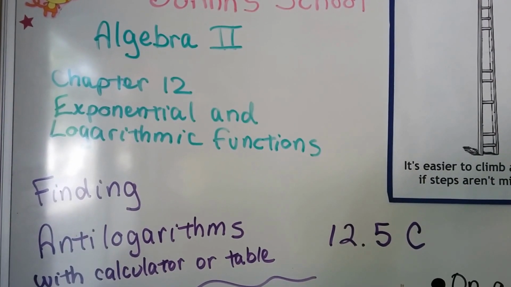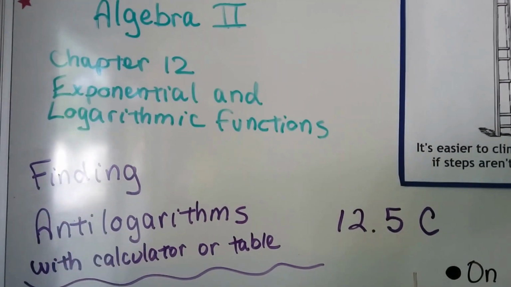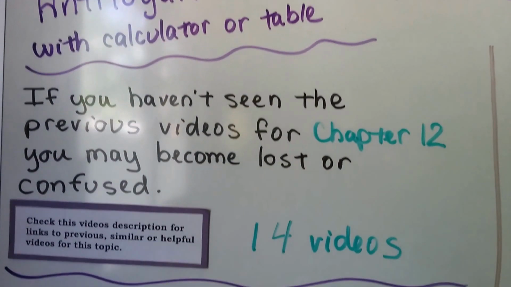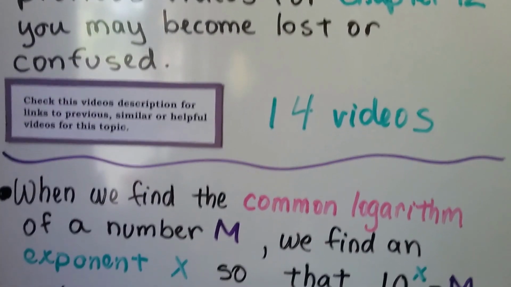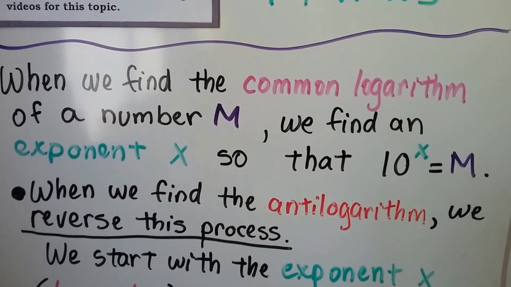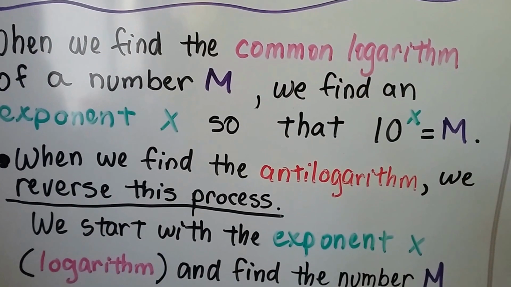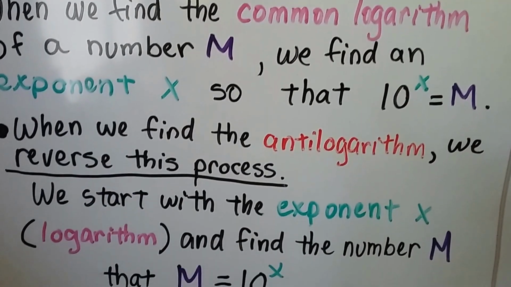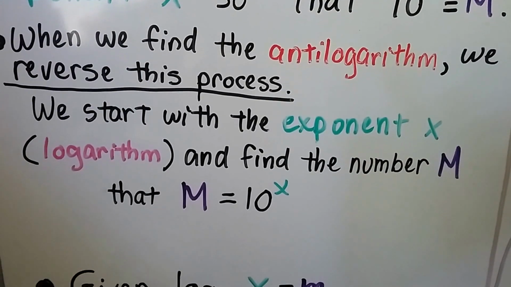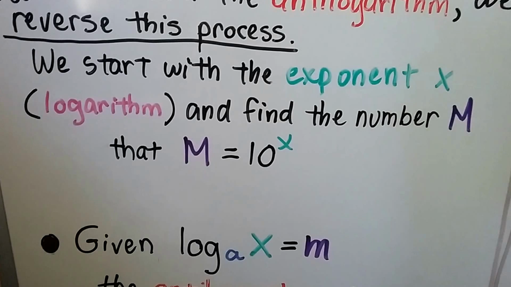All right, we're going to continue our discussion of log functions, and we're going to find antilogarithms with a calculator or a table. Now we've got 14 previous videos that are linked in the description for your ease. When we find the common logarithm of a number m, we find an exponent x so that 10 to the x equals m. When we find the antilogarithm, we reverse this process. We start with the exponent x, the logarithm, and find the number m, that m equals 10 to the x.